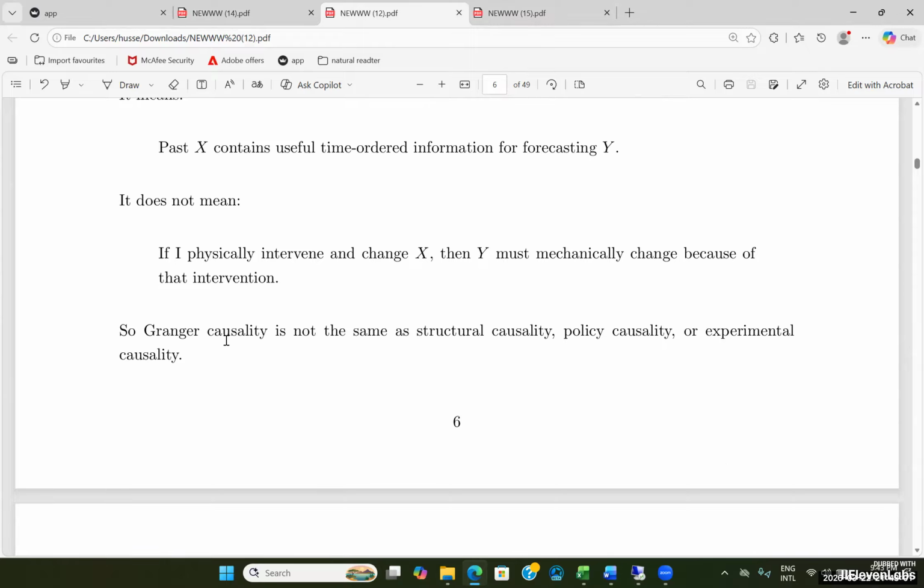And once again, it's absolutely essential to underscore that this does not imply that if we were to modify a specific x variable, then the outcome y would automatically shift as a direct consequence of that intervention. Because our discussion here is not about the deeper structural causality of things, but instead it's focused on the predictive forecasting capability.